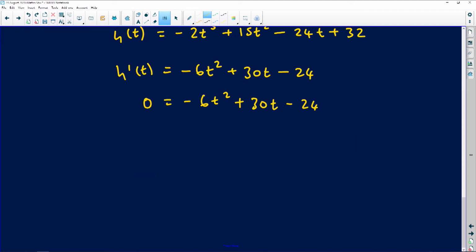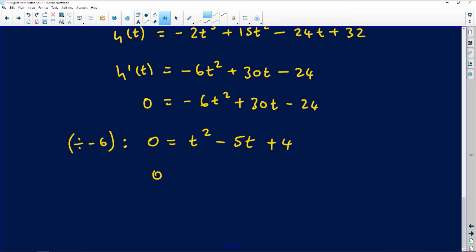Okay, and I feel like negative 6 can go in all these numbers. Let's try to divide all of them by negative 6. 0 over negative 6 is 0. Negative 6 over negative 6 gives you t squared. 30 over negative 6 is going to give you negative 5t, and this one is going to give us a 4. Right. Negative divided by negative will give us a positive.